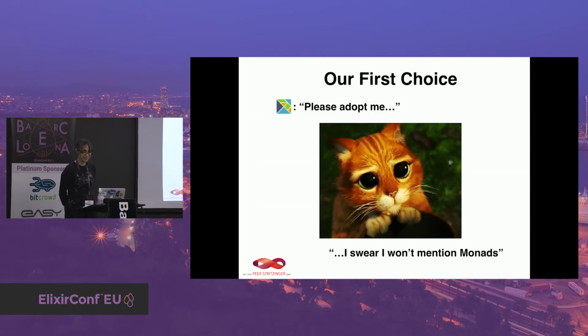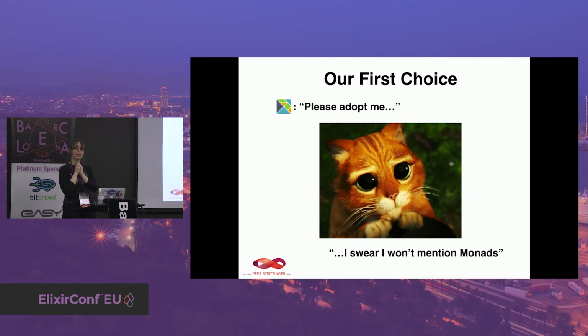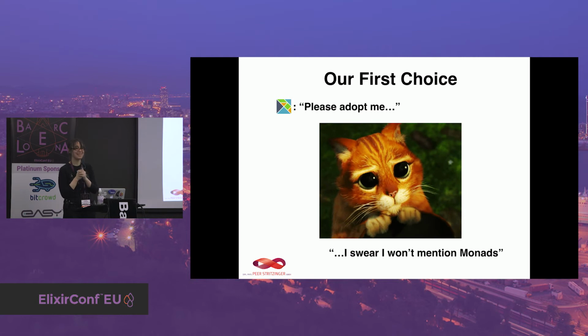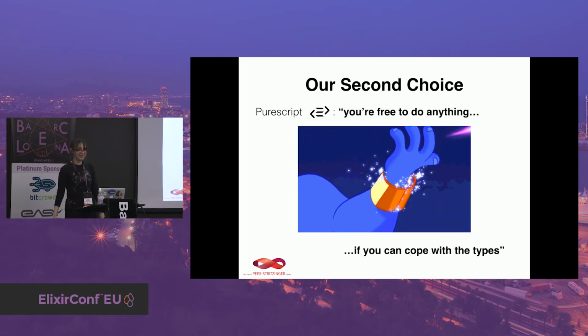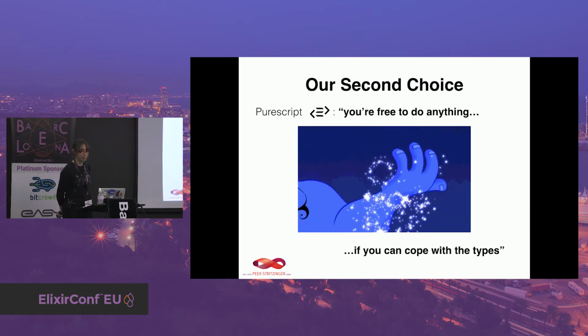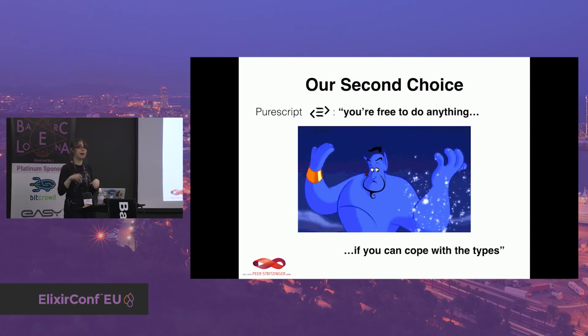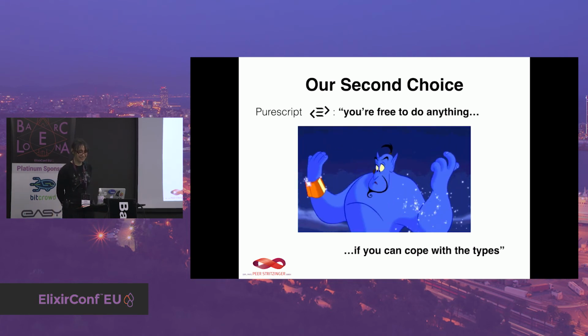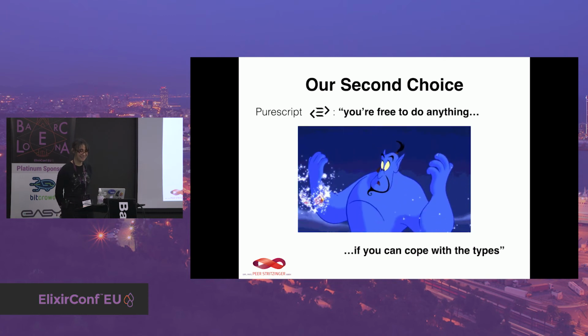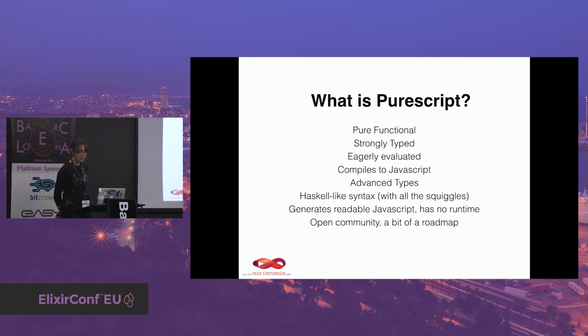So yet again, we have to choose wisely or be condemned to just recode everything in another language. So our first choice was, Elm, please adopt me. I won't mention Monad. Everything will be great. Which was nice. But it made a lot of choices for us. So as a reaction to that, we chose PureScript as our second language, which is a language which gives you a lot of power, and then you deal with it. If you can cope with the types, you can do everything. So what is PureScript? PureScript is a purely functional, strongly typed, eagerly evaluated language that compiles to JavaScript. Where have you heard that before?